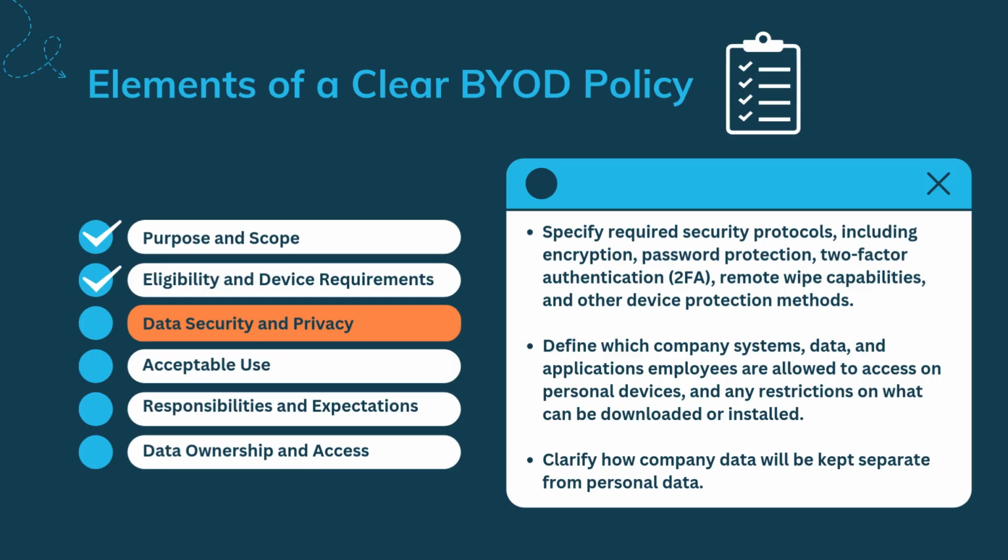The policy should include guidelines about what systems, data, and apps you can access from your personal device. It should also include restrictions on what you can download and install. The policy should specify how you will go about making sure that company data stays separate from personal data, so the employee's privacy remains intact while still keeping everything work-related secure.